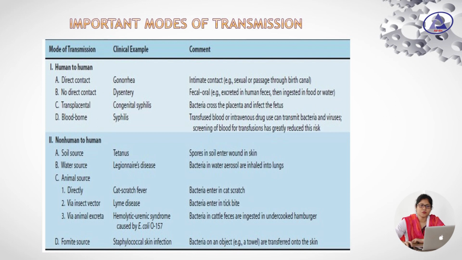There are some important modes of transmission: human to human, non-human to human. In human to human, there are direct contact, non-direct contact, transplacental and bloodborne. Transplacental, for example syphilis; bloodborne also syphilis. Non-human to human: soil source, tetanus; water source, Legionnaires' disease; animal source, directly, via insect vector and via animal excreta; and fomite source.